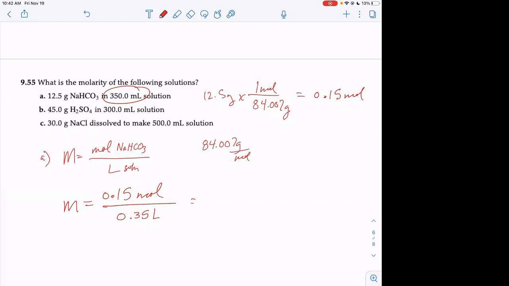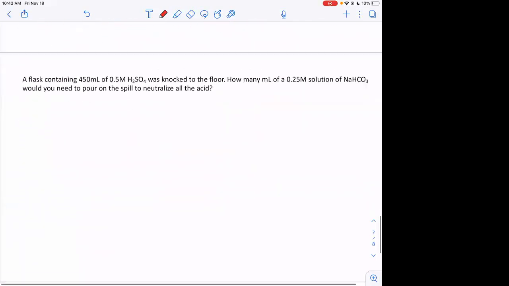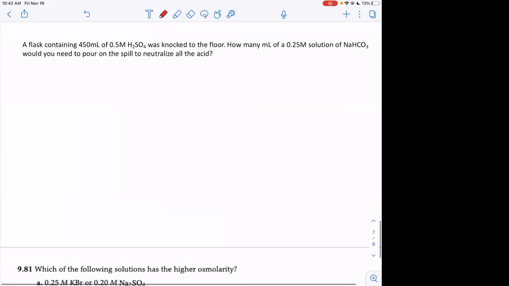Okay. There you go. So B and C would be the exact same way. You just find the molar mass of those substances, convert to moles, convert the milliliters to liters and plug it in. Okay. So that's quite a bit with calculating concentration in percent and molarity. This is a good practice problem as well.